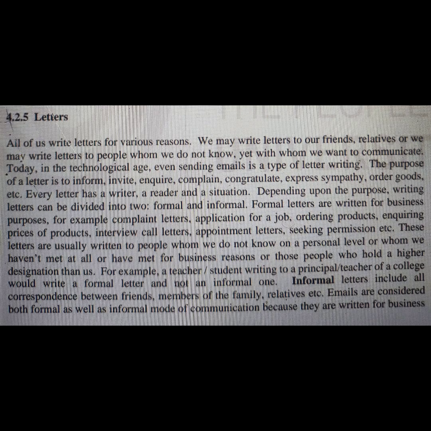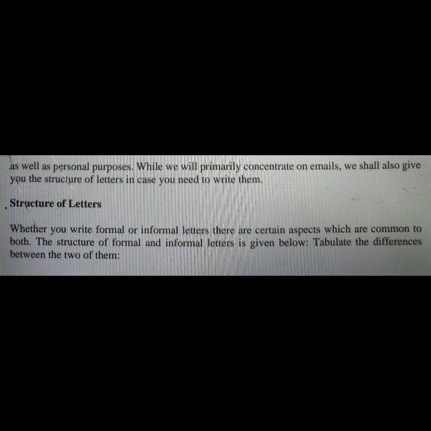For example, a student writing to a principal, or a teacher of a college, would write a formal letter and not an informal one. Informal letters include all correspondence between friends, members of the family, relatives, etc. Emails are considered both formal as well as informal mode of communication because they are written for business as well as personal purposes. While we will primarily concentrate on emails, we shall also give you the structure of letters in case you need to write them.